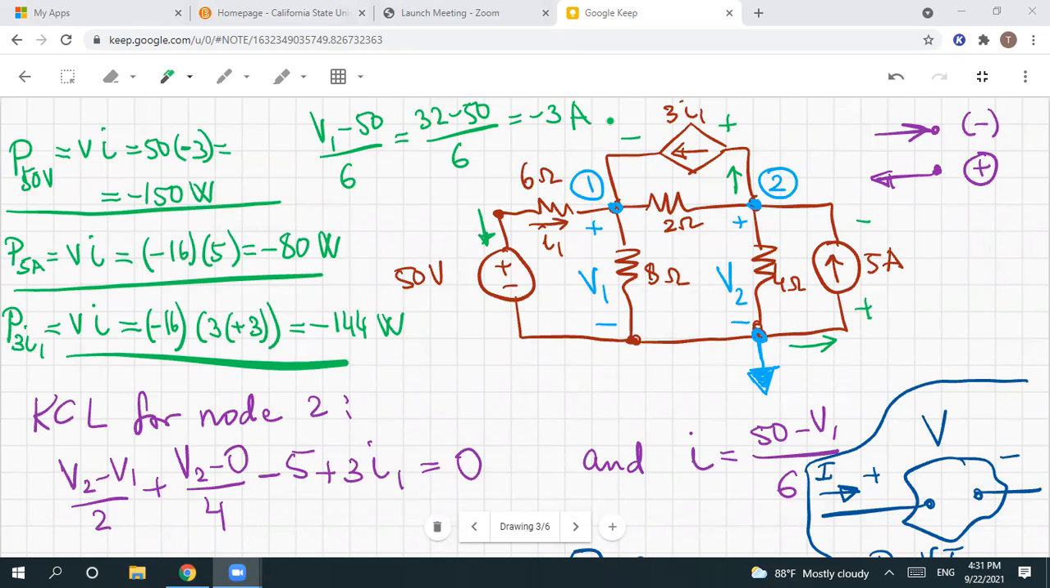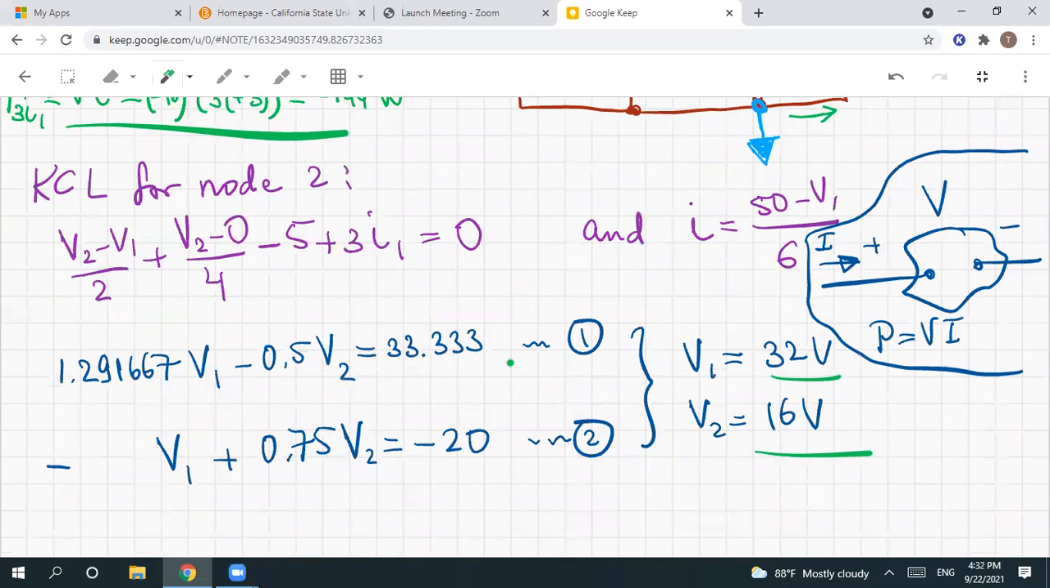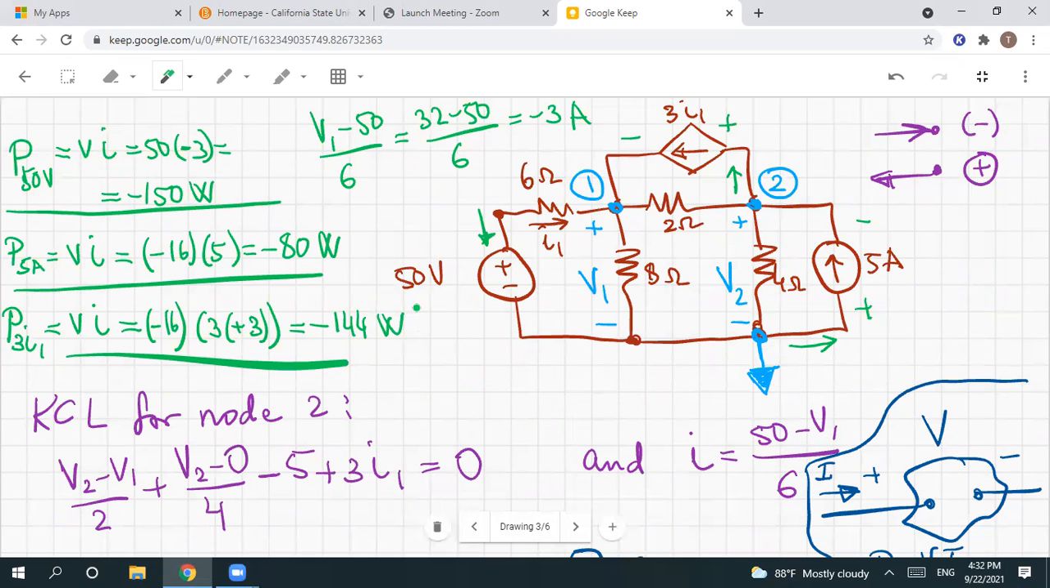Okay, so this is how to solve this problem. As you see, we solved the nodal voltage analysis, found V1, V2, and then you can find the power associated with any of the components. So what else can we do in the remaining time? We still have 13 minutes.